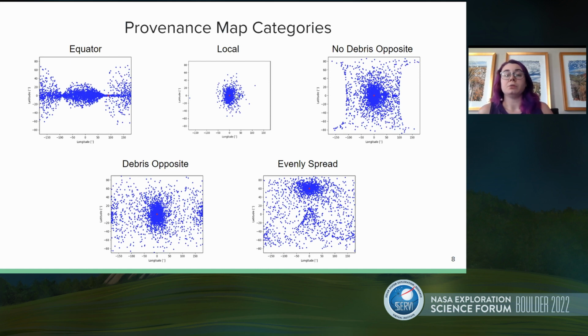We saw some where it was very local, so not really anywhere else, but mostly concentrated around the impact site. We ended up with an interesting distribution where there is no debris opposite the impact site. And another case where there is a clustering of debris opposite the impact site. You can kind of see just a little bit here and a little bit here. And then finally, we have an evenly spread case where, yes, there is a clustering around the impact site itself, but for the most part, the entire surface got coated and there wasn't any real concentration of particles or lack of particles anywhere.